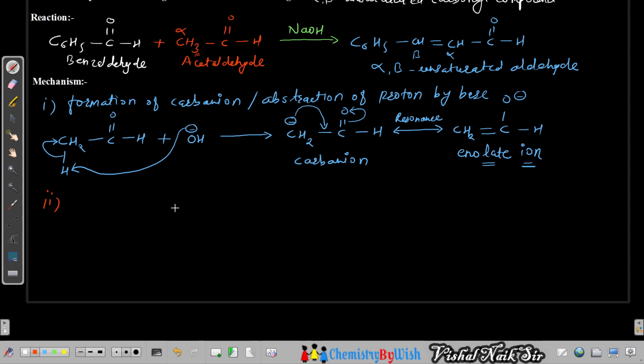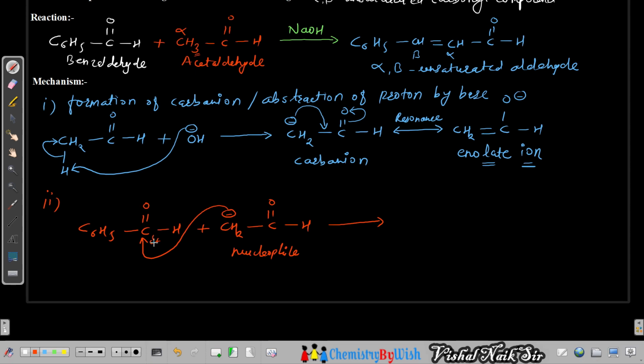So this carbanion, we write this compound as C6H5 C double bond O and H plus CH2 minus C double bond O and H. This carbanion acts as a nucleophile and attacks the carbonyl carbon, because this carbonyl carbon is partially positively charged and this oxygen is partially negatively charged, which we studied in the last reaction. So this nucleophile attacks this carbon and bond migration takes place.